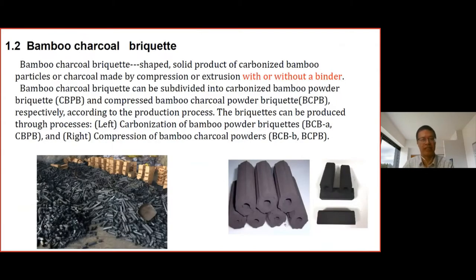Bamboo charcoal briquette is defined as the shaped solid product of combined bamboo particles or charcoal made by compression or extrusion, with or without a binder. Bamboo charcoal briquette can be subdivided into carbonized bamboo powder briquette, abbreviated CBPB, and compressed bamboo charcoal powder briquette, BCPB. According to the production process, there are two different bamboo charcoal briquettes. The left picture shows briquettes made by carbonization of bamboo powder briquettes, and the right picture shows compression of bamboo charcoal powders.